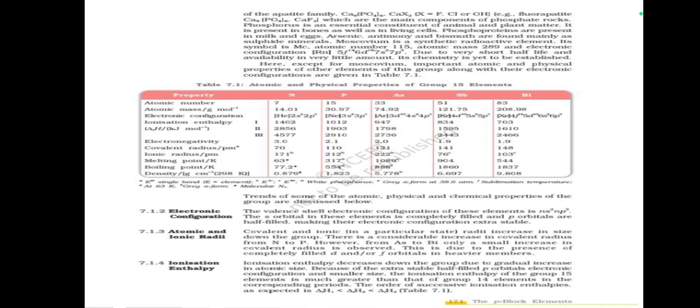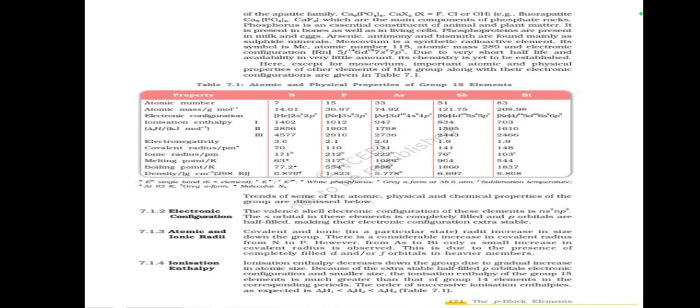Arsenic, antimony, and bismuth are found mainly as sulfide minerals. Moscovium is a synthetic radioactive element. Its symbol is Mc. Atomic number is 115. Atomic mass is 289. Electronic configuration is [Rn] 5f14 6d10 7s2 7p3.